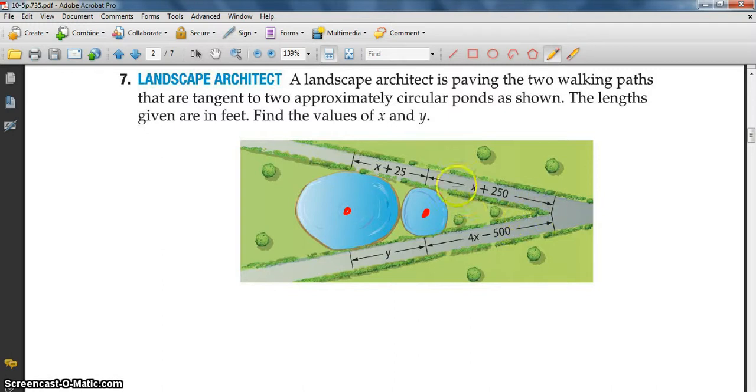So we have a theorem that states that if 2 segments from the same exterior point are tangent to the same circle, intersecting the circle at exactly 1 point, then they are equal in length. So this point is equidistant from these 2 points of tangency. So the first thing that we want to do is set x plus 250 equal to 4x minus 500.